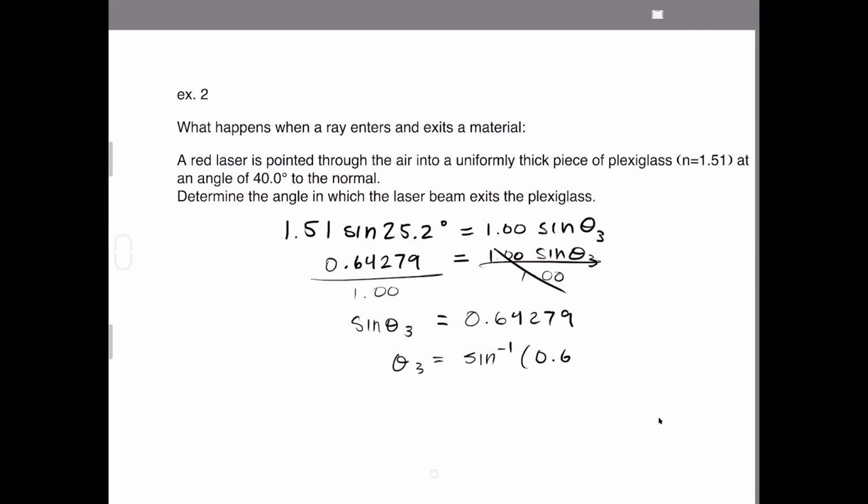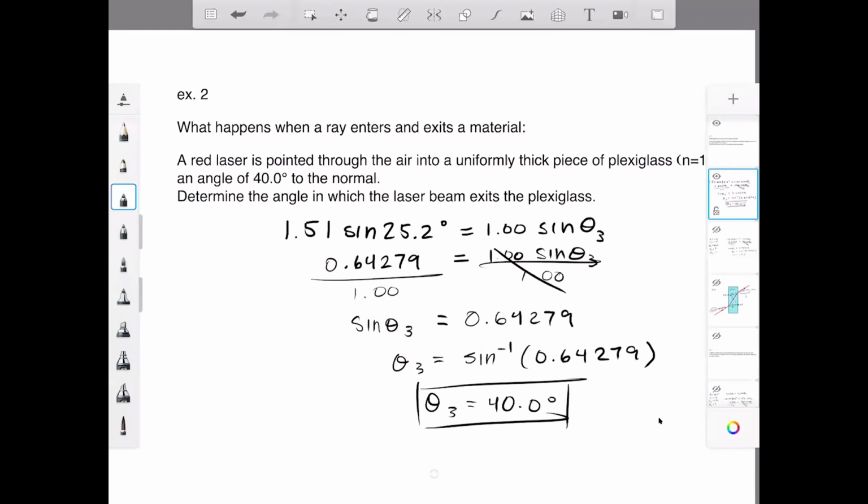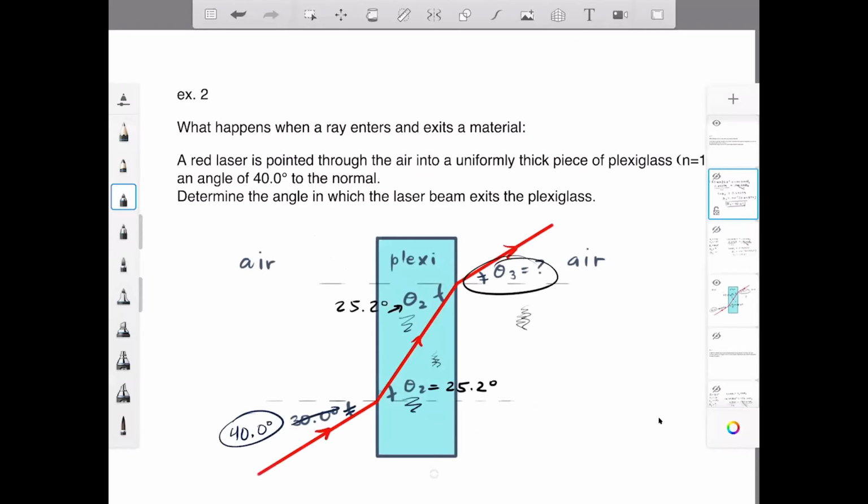And then we have a curious result here. Theta 3 is equal to 40.0 degrees. Now, that ends up being exactly equal to the angle that the light ray started with. So if we go back to the picture, one of the predictions that I made was, I think due to the symmetry, due to the geometry, that theta 3 will be exactly equal to theta 1. And now we see through Snell's law that this is, of course, true.